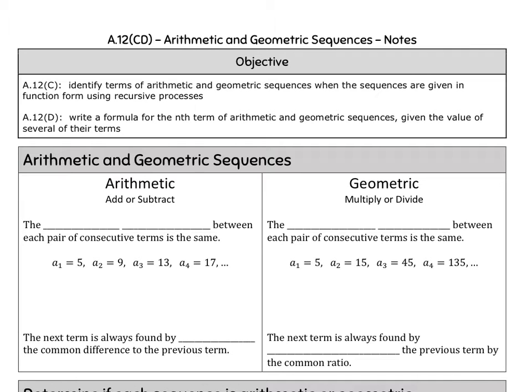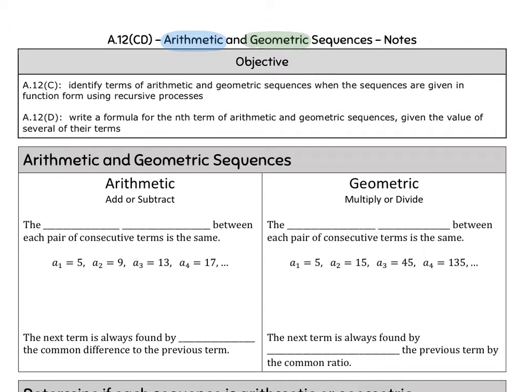So our first lesson of the new year is about arithmetic and geometric sequences. I want y'all to say that, because it looks like the word arithmetic. Y'all see how this looks like the word arithmetic? Yeah. It's not arithmetic, it's pronounced arithmetic. So y'all say that, arithmetic.